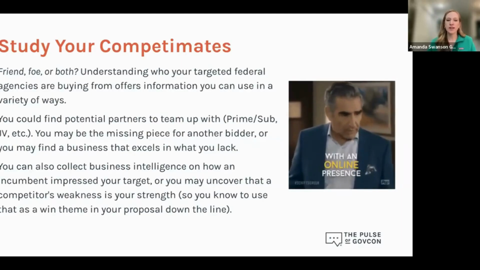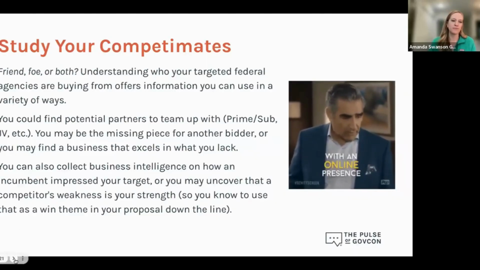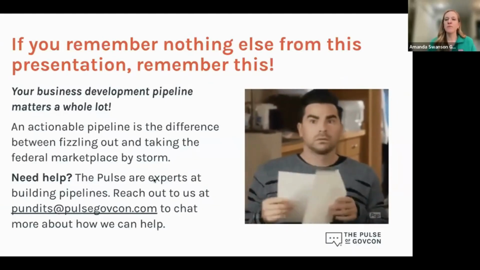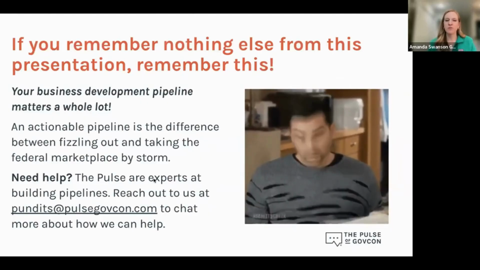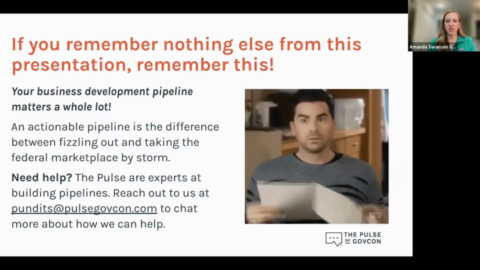You can also collect other information about how the incumbent might have impressed the customer. So is there something that they have done over time that the customer finds really attractive? Can you build that into your business model? All of this is actionable intelligence that can make you more effective in the prospecting and sales process. All of this to say, if you remember nothing else from this, what I want you to take away from today, your BD pipeline matters a lot.